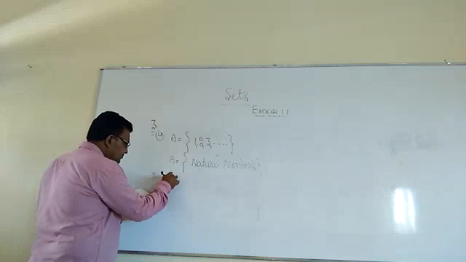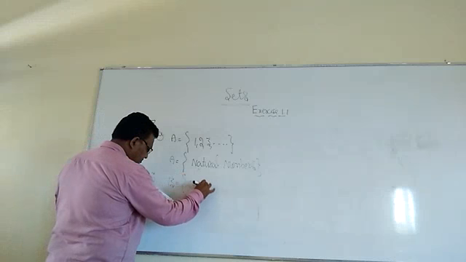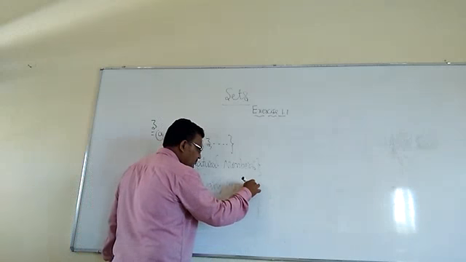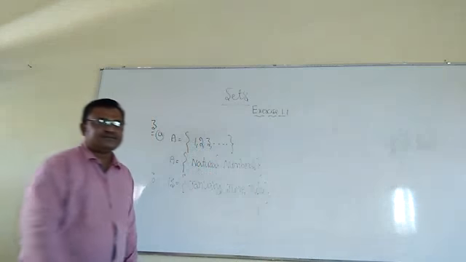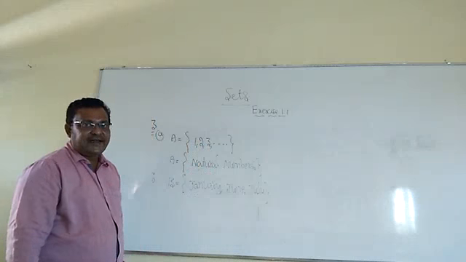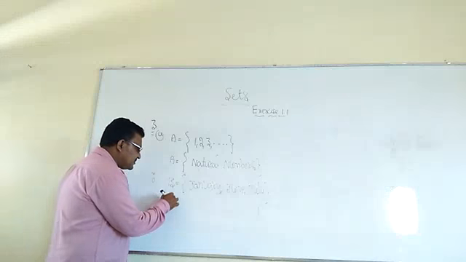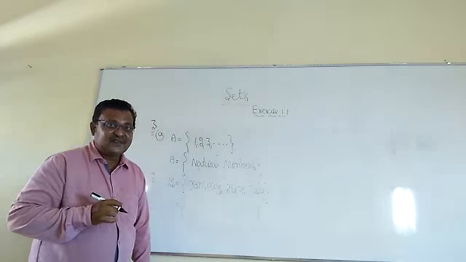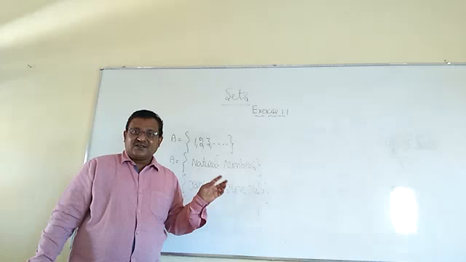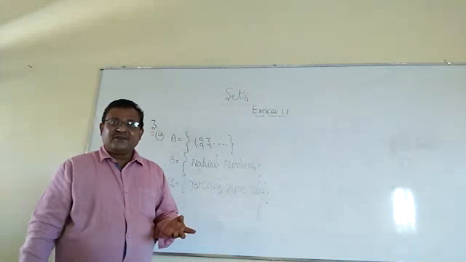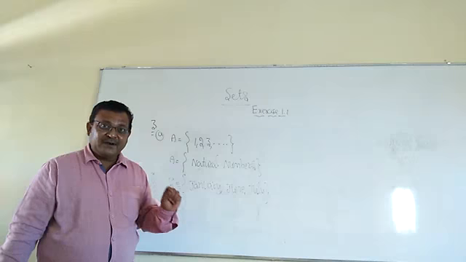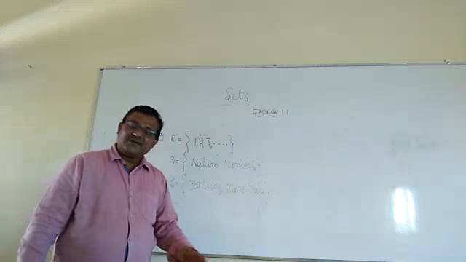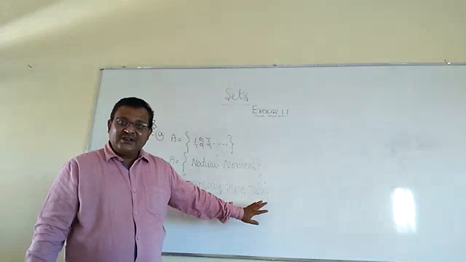B is equals to January, June, July. So three elements here: January, June and July. We have to write these given elements by using the description method. These are the three months which start with the letter J. Other than these three months, no other month starts with J. January starts from J, February from F, March from M, April from A, May from M, June from J, July from J, August from A, September from S, October from O, November from N, December from D. So other than these three, no other month starts with J.